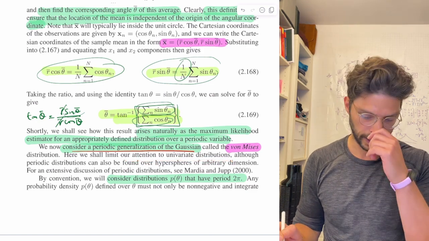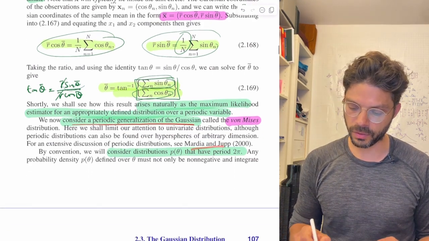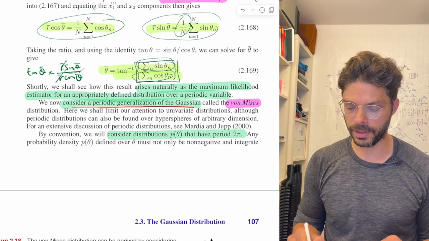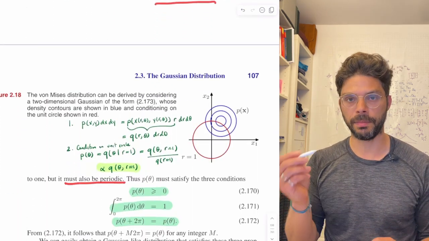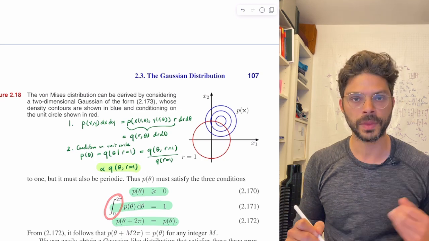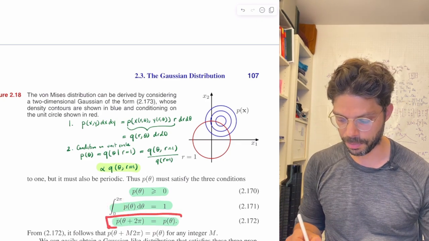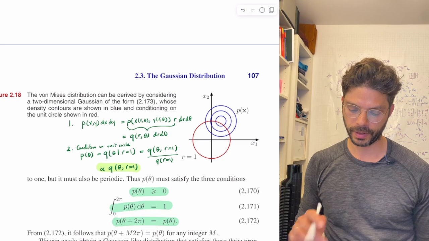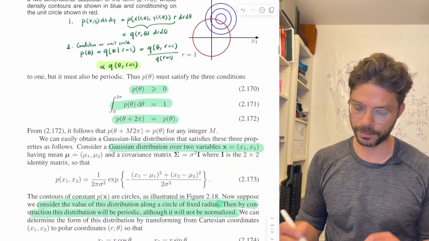So we're just talking about a single angle. And if you care about other ones, you can look at this book. Okay, by convention, we will consider distributions p of theta that have period 2 pi. Any probability density p theta defined over theta must not only be non-negative and integrate to 1, but it must also be periodic, right? So these are the basic things you need. Notice that we're integrating over 0 to 2 pi. For example, for the Gaussian we integrate over the entire real line, but here we're just integrating over 0 to 2 pi. And this is the key periodicity condition, that the probability of theta plus 2 pi is the same as the probability of theta. And from that, it follows that if you do integer multiples, then of course it will be the same as well.